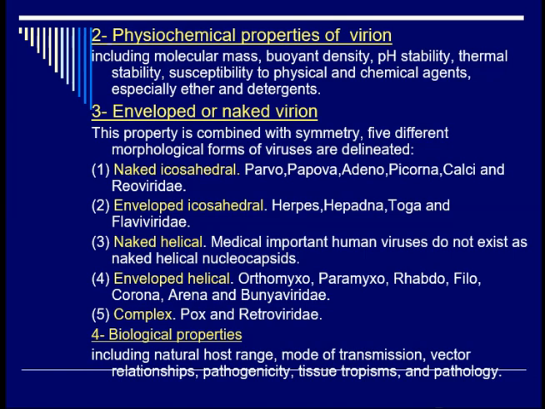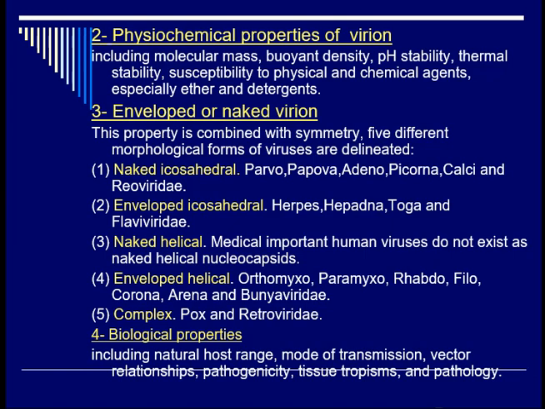Third category, the naked helical viruses. As we said, till now there is no medically important human virus that exists as naked helical nucleocapsid symmetry. The fourth category is the enveloped helical. All of the orthomyxovirus, paramyxovirus, rhabdovirus, filo, corona, arena, bunyaviridae are enveloped helical viruses. So the Coronaviridae family, the coronavirus, are enveloped helical viruses.